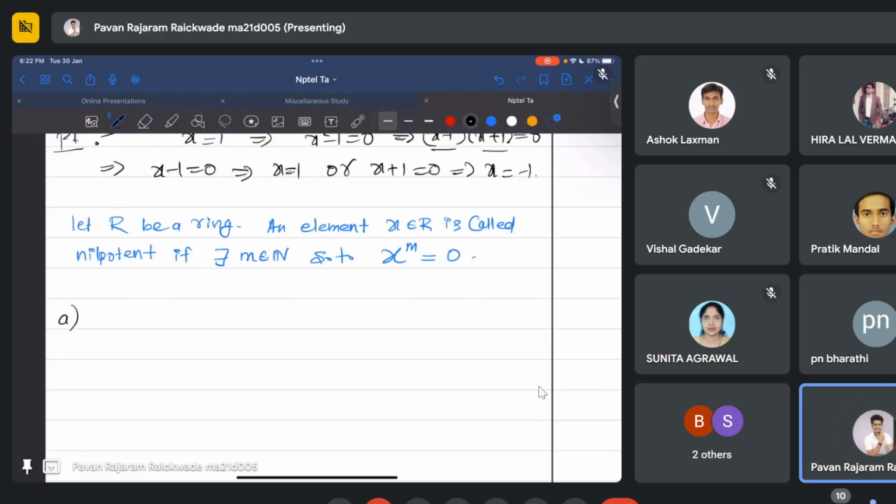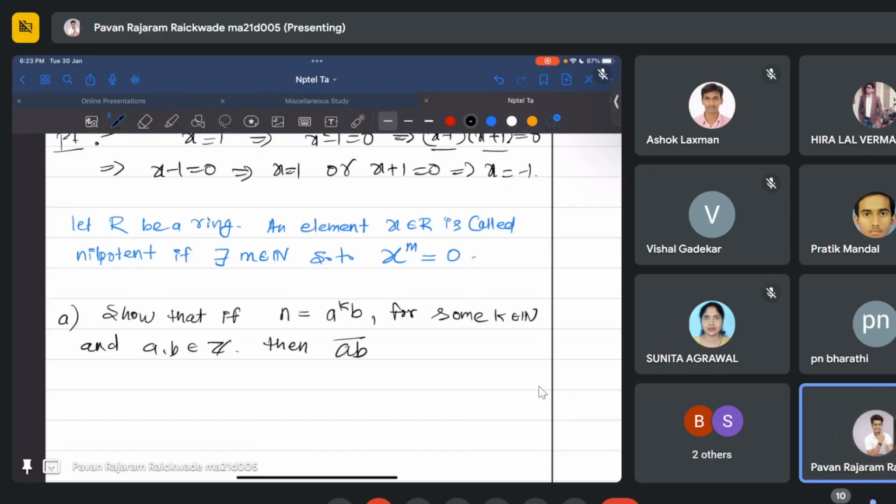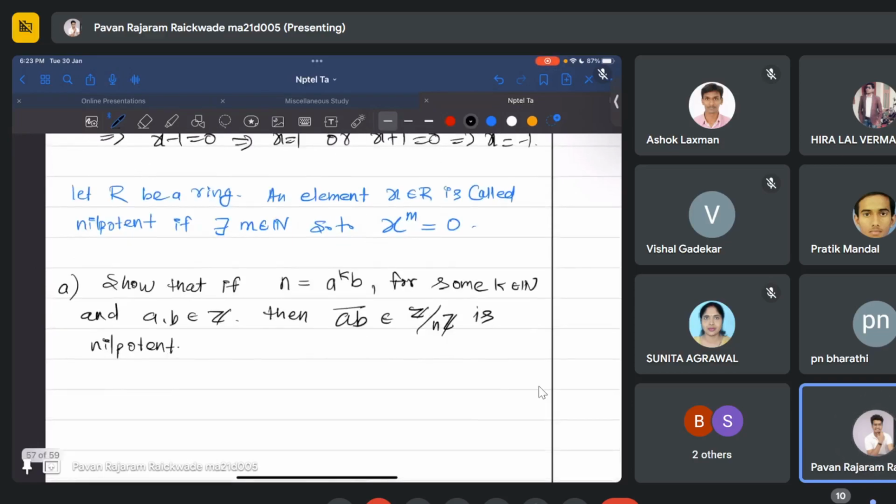A. Show that if n is a power k of b for some natural number k, and a and b are integers, then the class of ab, bar, which is an element of Z upon nZ, is nilpotent. What do we have to show?